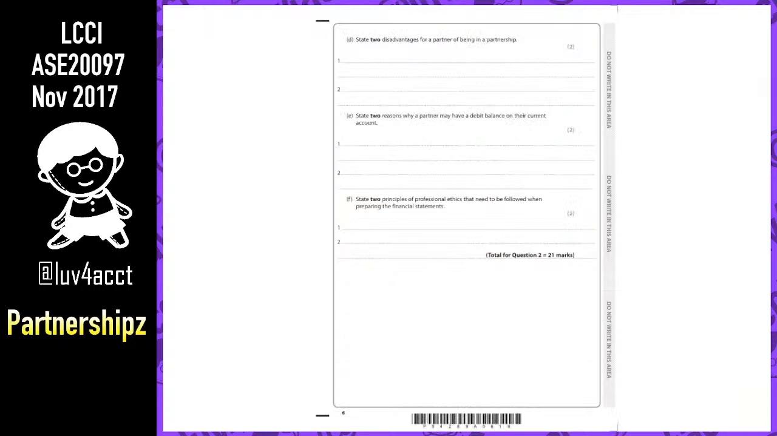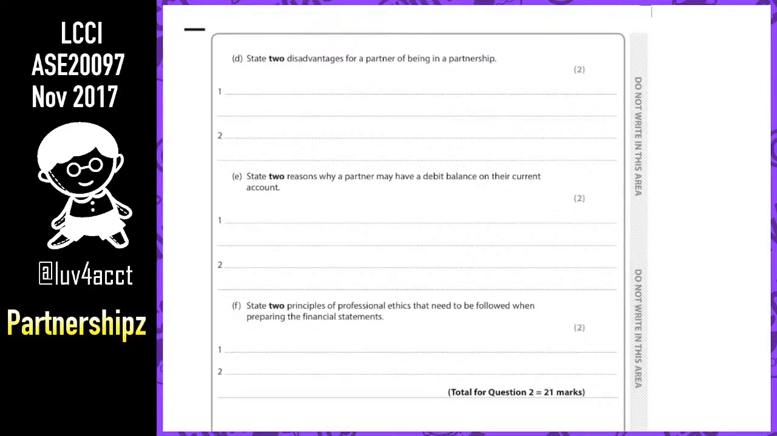Let us continue. State 2 disadvantages for a partner of being in a partnership. Of course the unlimited liability, and also sometimes you have disagreement or argument, or sharing of control.